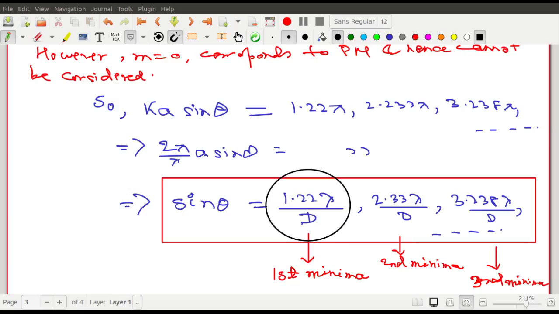Either I will switch it off over here, or I will send it as a different class. If I switch it off here, then I will be sending the class. So the resolving power will be another class that will be sent to you. Okay, so here I conclude the discussion on this circular aperture.